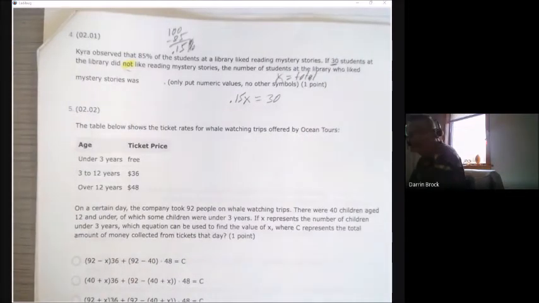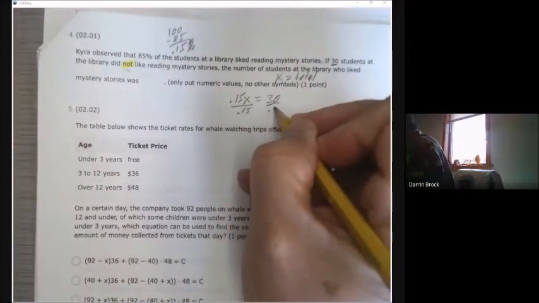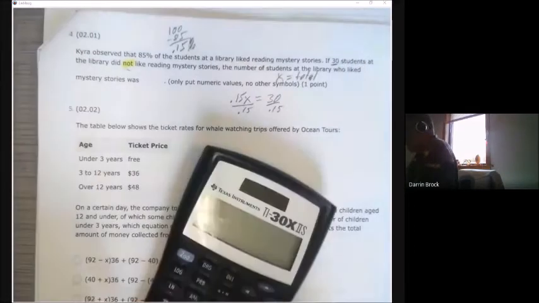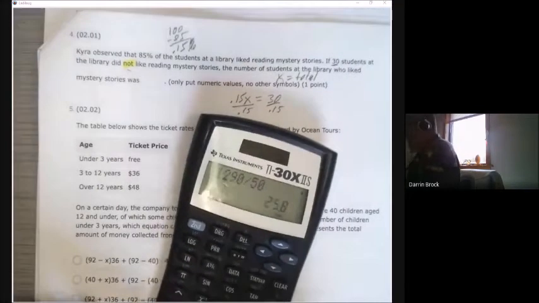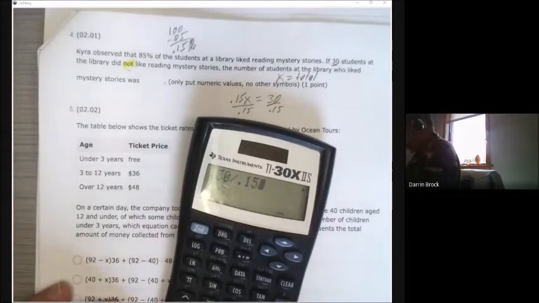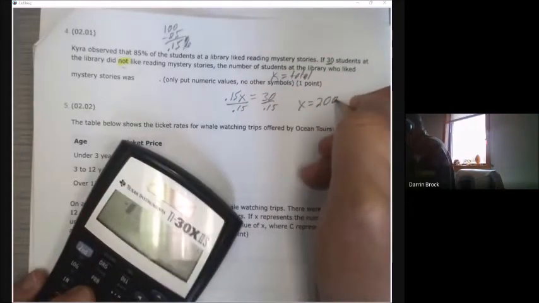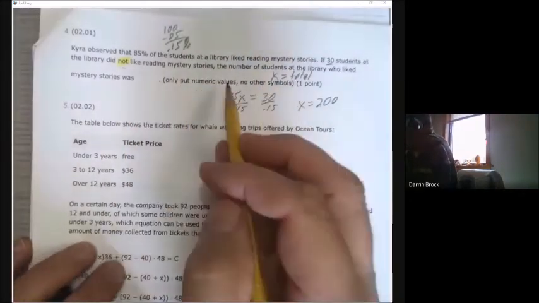So from this, we can find out the total number of people. So if we divide both sides by 0.15, I'll just pull out a calculator. There's an on-screen calculator we can use if we were doing this on the computer, but I'm just doing this by hand, so I'll use a handheld calculator. 30 divided by 0.15 is 200. So x equals 200. That's not our answer, because they just want to know the number of students who did like mystery stories.